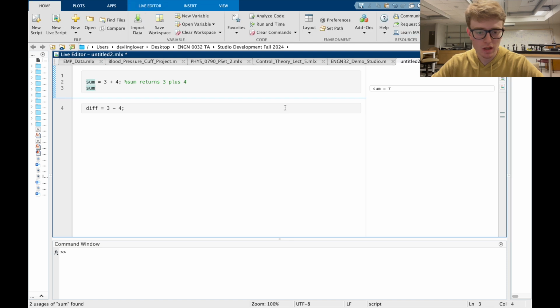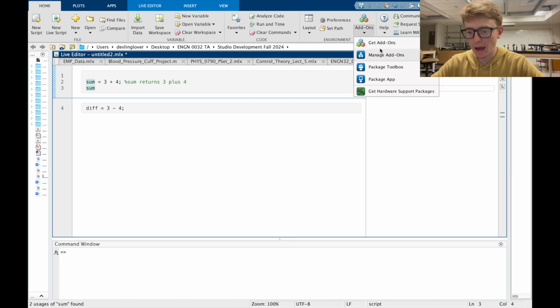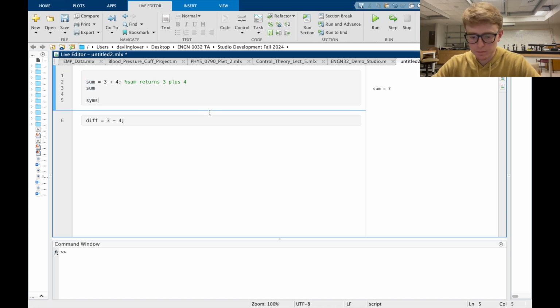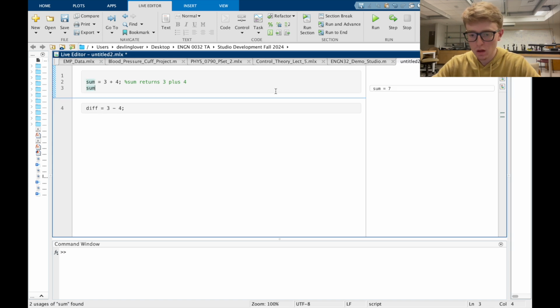The only other thing I want to say is if you go to home and you go to add-ons, this is where you can manage all your add-ons. You can download other things like the Symbolic Math Toolbox, which we'll be using in this class, which hopefully everyone's downloaded at this point. But if you haven't, you can do that here. You can also just type sim somewhere and run that. And if you don't have the Symbolic Math Toolbox, it'll throw you an error and it'll give you a link to go download it. So that's another way to do that. And you can save your work here. And that's pretty much it.